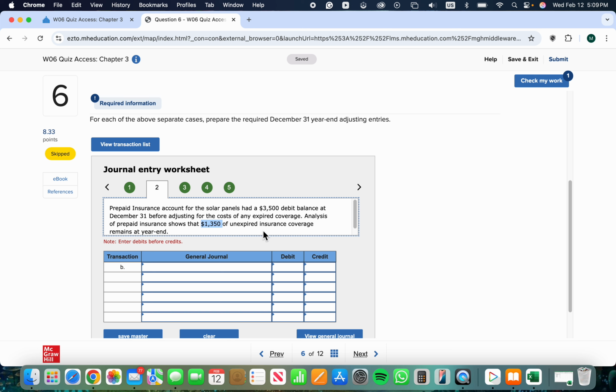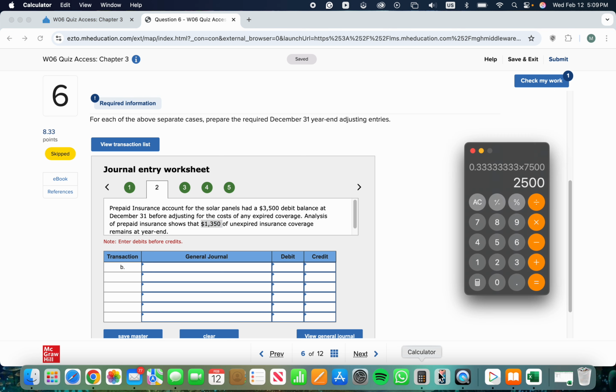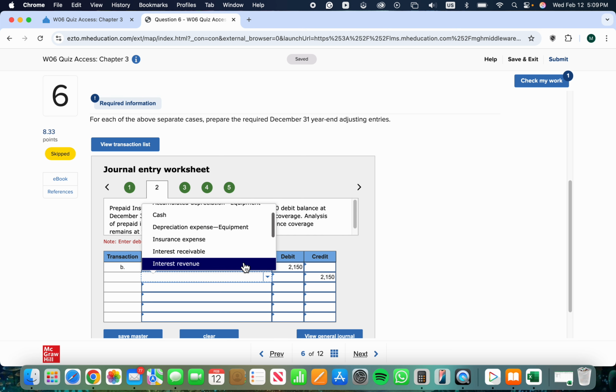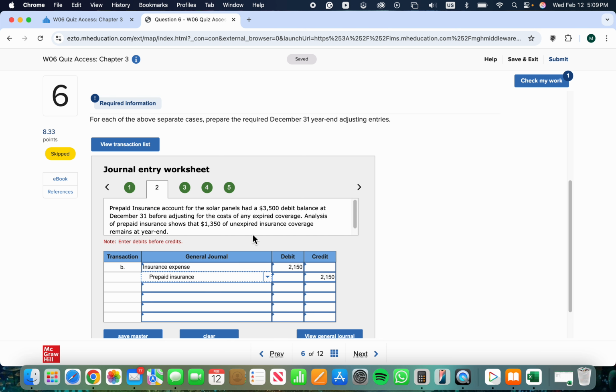between a year's passing. And so to find that, we would calculate this by going 3,500 minus 1,350, and that gives us 2,150. So we will put those in. And because we know this is an insurance expense and it's in prepaid, we got insurance, then we would input the prepaid insurance.